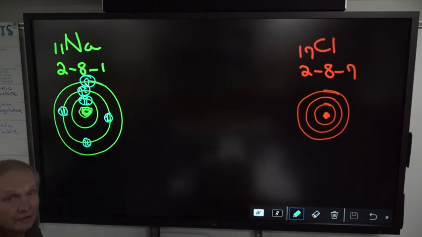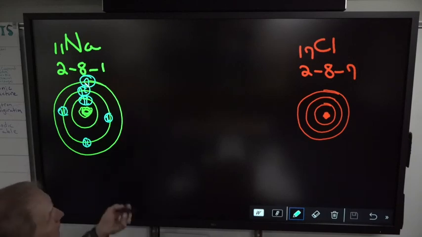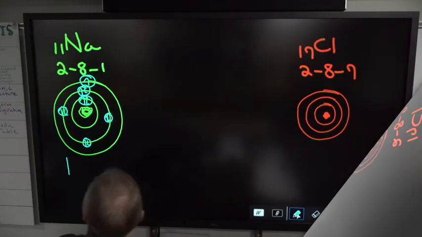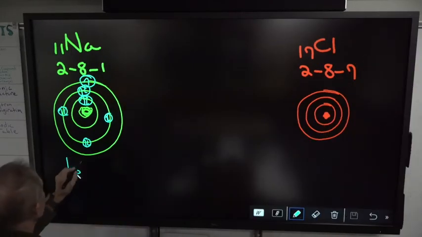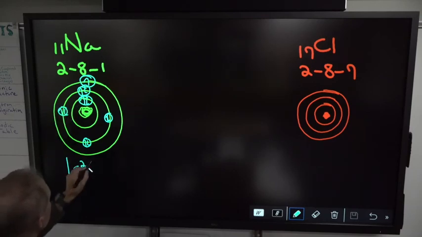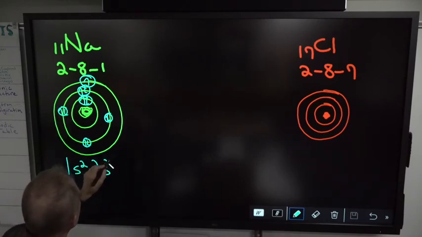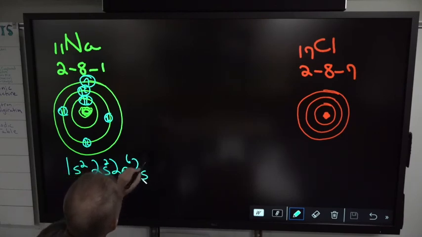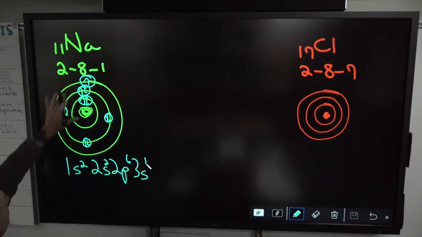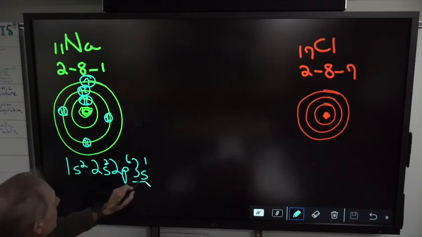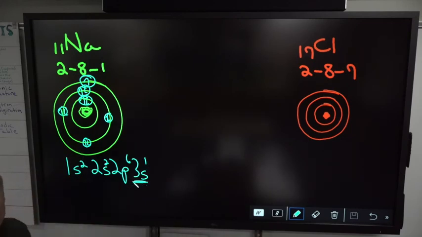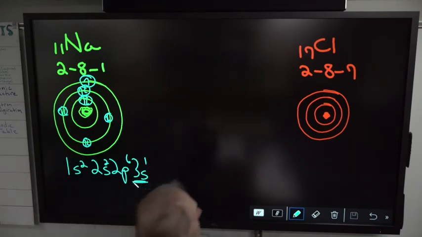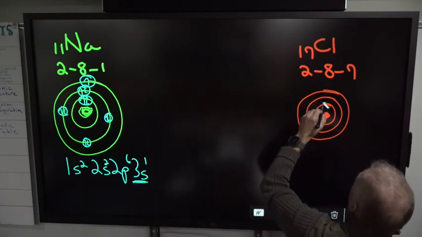Now, electron configuration-wise, here's what it looks like. 1s2, that's that one. 2s2, 2p6, 3s1. So that's that configuration. Here is the valence shell configuration. Now over here, same thing.